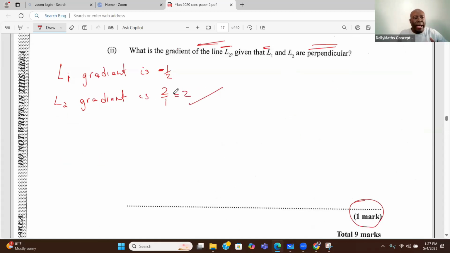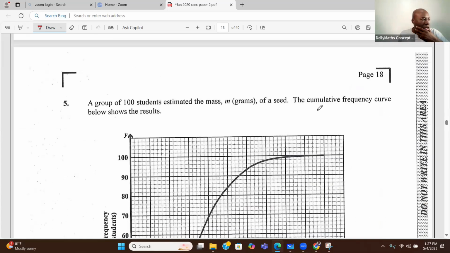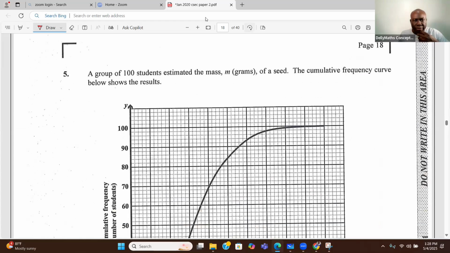We expect you to know that when two lines are perpendicular, one gradient is the negative reciprocal of the other, which means the product of their gradients should give -1. If you were to multiply the two gradients, every time they're perpendicular, the result will be -1. You have to make a note of that. We said it in class. Here it is, we utilize that, right? Now, let's go. Number 5 now.